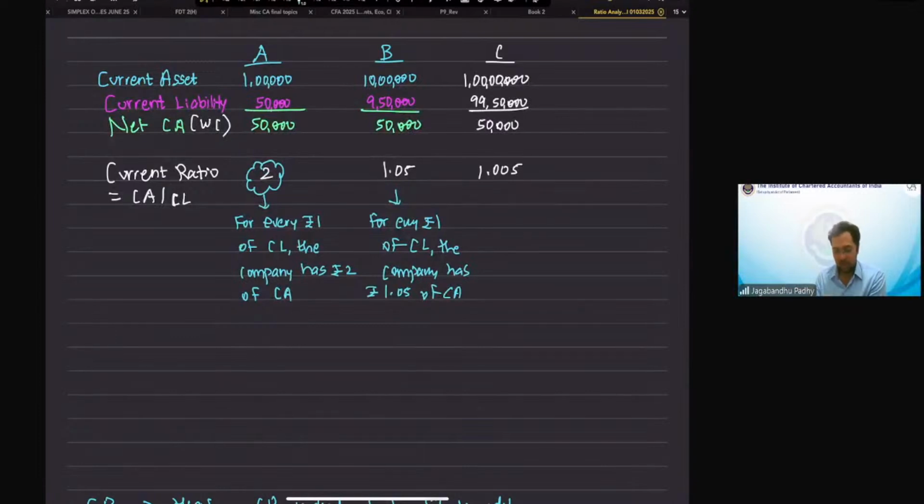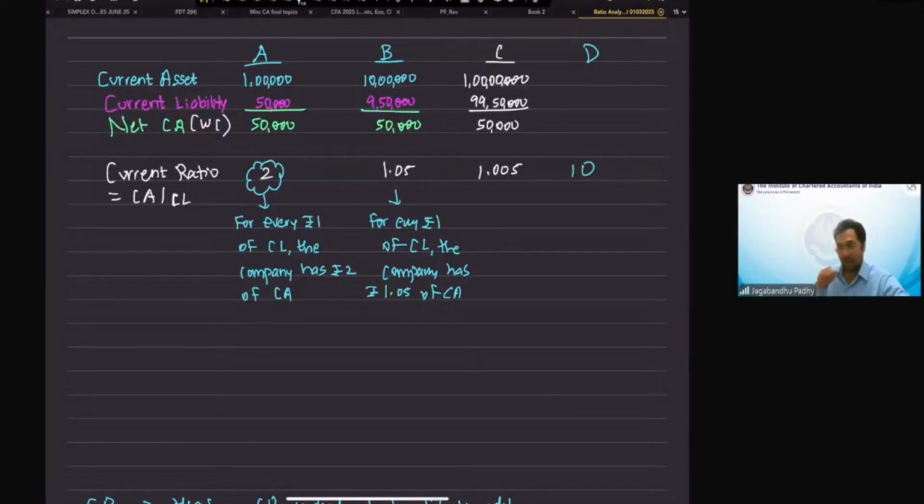So if we have another company which has a current ratio of, let's say, 5, is it more liquid or more solvent than company A or not? Yes or no? If there is company D which has a current ratio of 5, is it more liquid and more solvent than company A? Of course, yes. But what if this current ratio is very high?